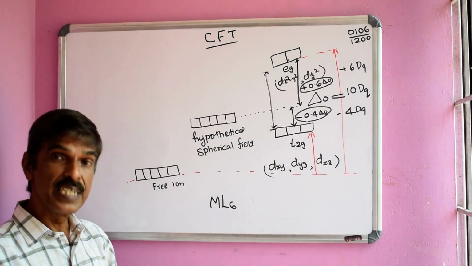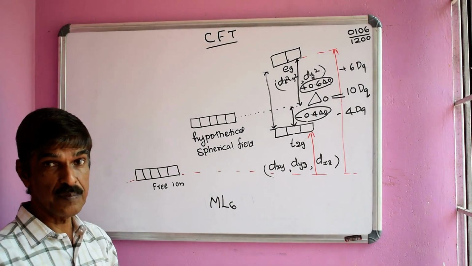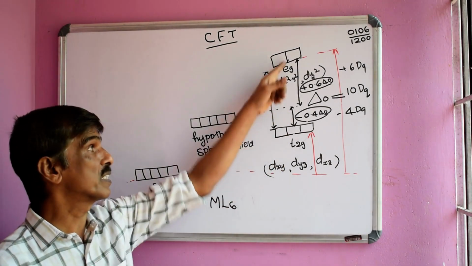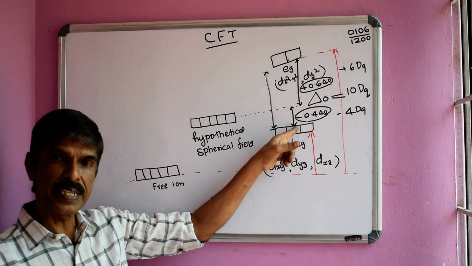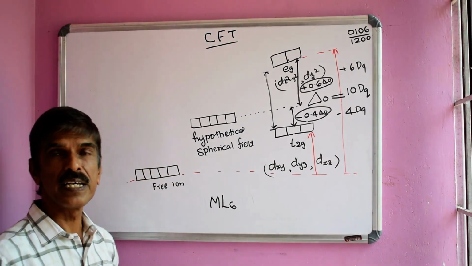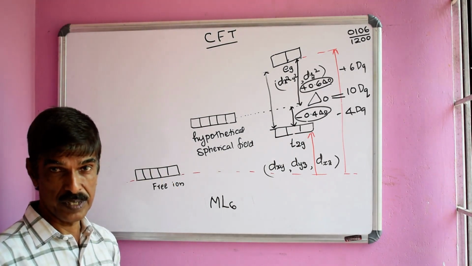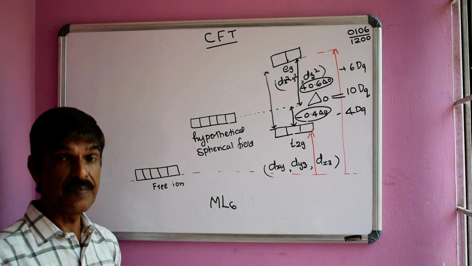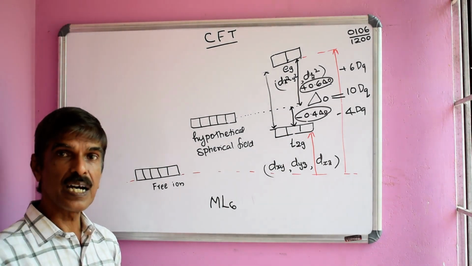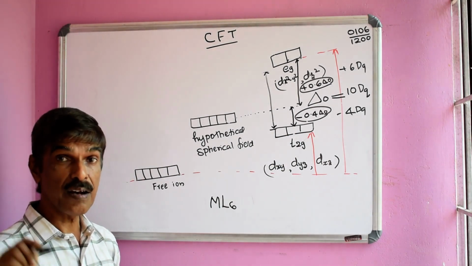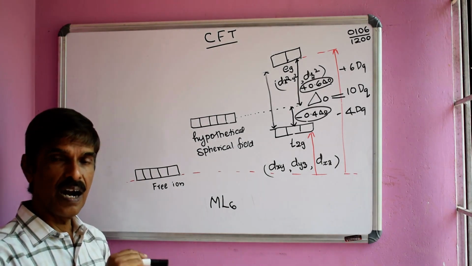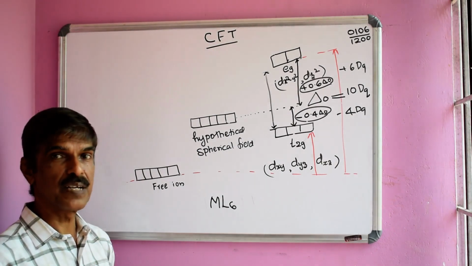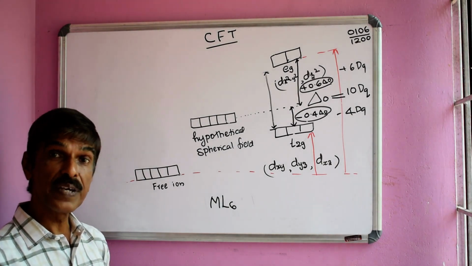If they are closer, its effect will be large, no doubt. That means a strong ligand will cause a strong splitting, a large splitting, and a weak ligand will cause a small splitting. That's a very important point. In the valence bond theory, we have seen that cyanide, carbon monoxide, ethylene, etc. are strong ligands, whereas halides or weak fluoride, bromide, chloride are weak ligands.